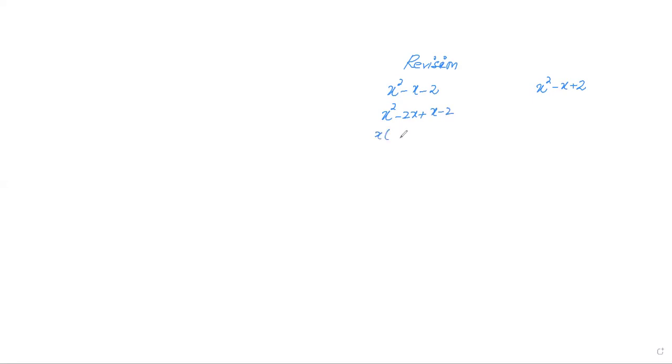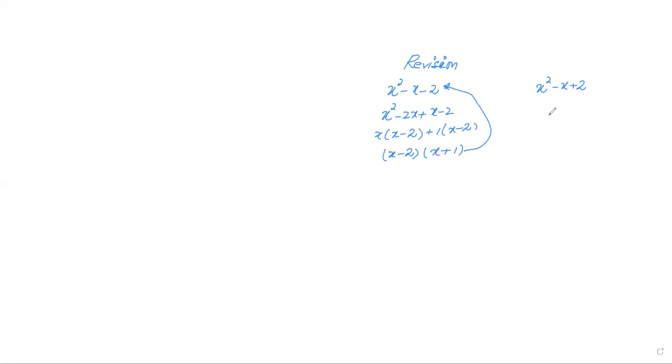Taking x as common for mid-term breaking, to make the factors, we get x minus 2 here, plus 1 taken as common, x minus 2. At the end, I get two factors. The first factor is x minus 2, the second factor is x plus 1. And when I multiply, again I will get this polynomial.